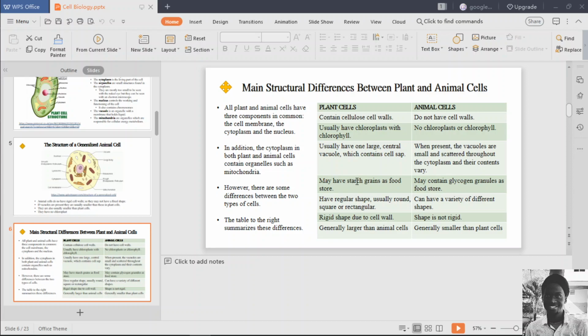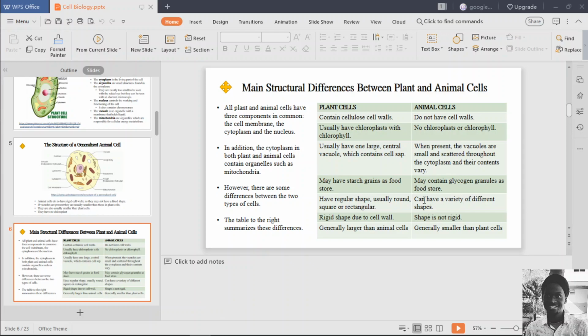Now both starch and glycogen are polymers, or chains of glucose. They're just structurally different. In plants, starch is the form in which food is stored. In animals, glycogen is the form in which food is stored. Plant cells have a rigid shape due to the cell wall, and because of that, they tend to have a regular shape, usually round or square or rectangular, no in between. Animal cells, on the other hand, their shape is not rigid.